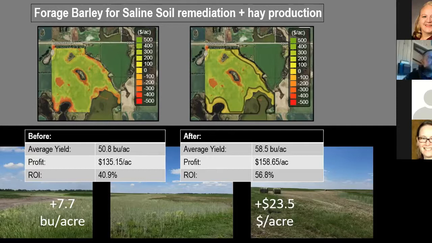This individual could have chose to look at different conservation programs, could have chose to try different things, could have looked at doing perennials. But in this case, forage barley was the choice, and we'll continue to monitor the success of that implementation and how it continues to change and adapt to the salinity issues.